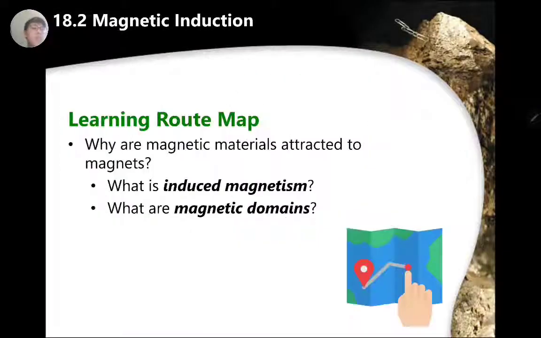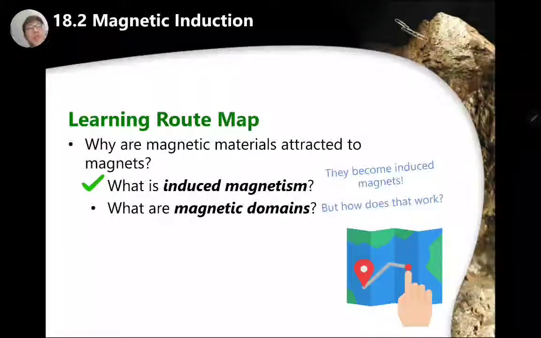Okay, so with that, we've covered why magnetic materials are attracted to magnets. Firstly, what's induced magnetism? Because they become induced magnets, right? They become induced magnets. But the question is, how does that work, right? We still want to press a bit further. How does that work? Why do they become magnets? And we'll answer that in the next video when we talk about what are magnetic domains.